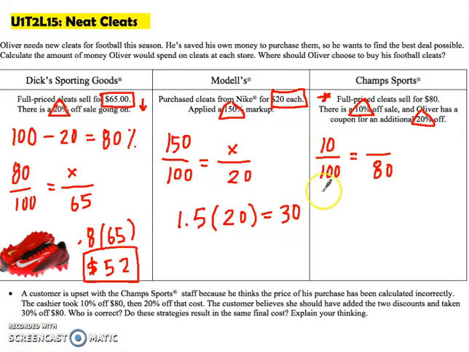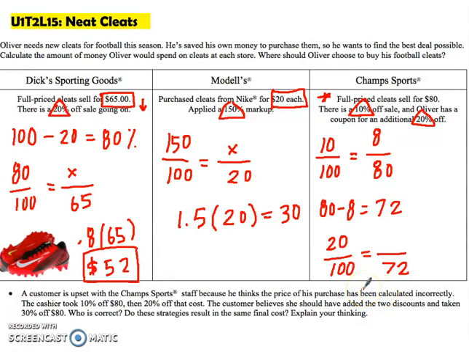Okay. And again, if we saw, okay, well, what is a tenth of 80? That would give me 8. And if you don't see that, definitely use your cross product or change this into a decimal and multiply it by 80. Okay. So that means I have $72 or $8 off of 80. So 80 minus 8 would give me $72 after the 10%. So now I'm going to take this additional 20%. So I'm going to do the 20% from the $72.